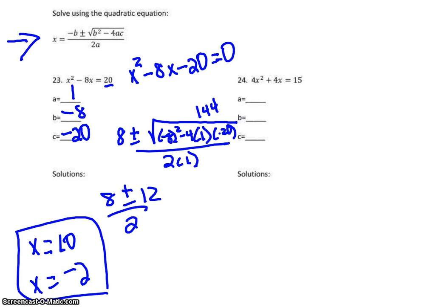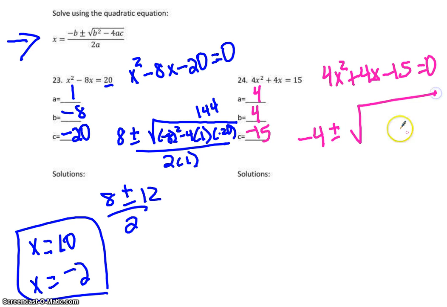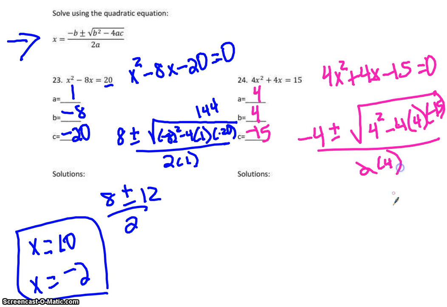Number 24 is going to work the same way. Start by moving that 15, and it becomes 4x squared plus 4x minus 15 is equal to 0. So a is 4, b is 4, and c is negative 15. When you put it in your equation, you get negative 4 plus or minus the square root of 4 squared minus 4 times a, which is 4, times c, which is negative 15. And it's all over 2 times a, which is 4.